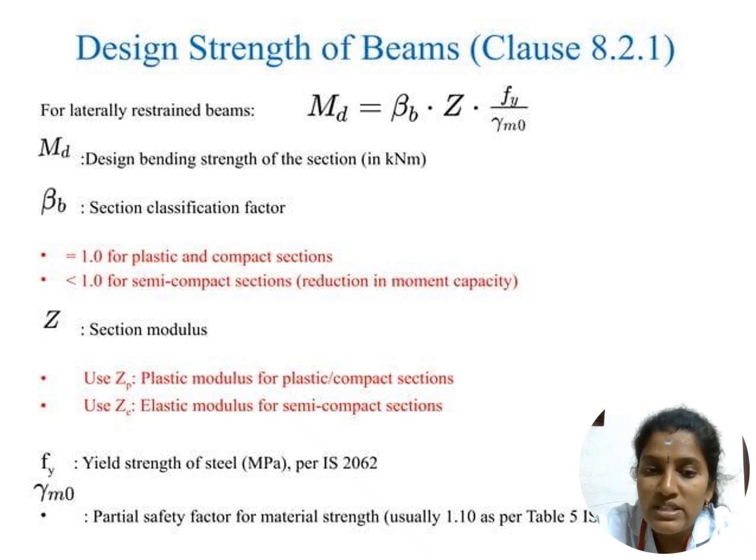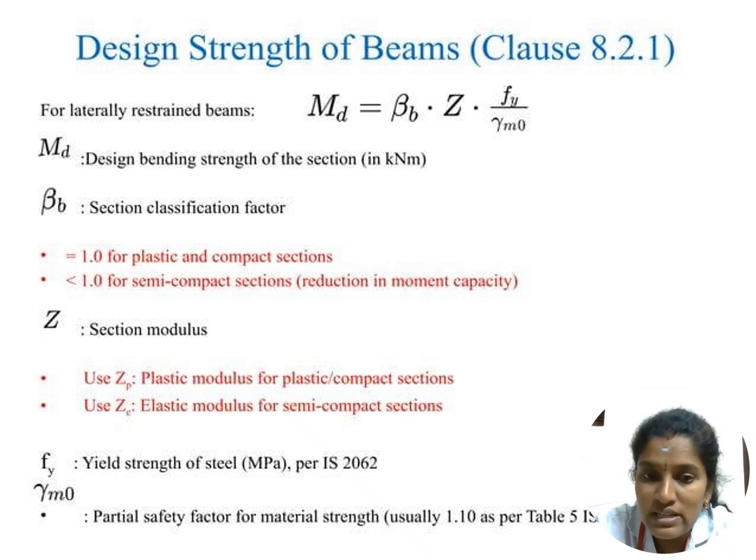What is the design of the bending strength of the section? Here we can calculate by multiplying three values. First one is the section classification factor, next is the section modulus, finally the yield strength of the steel with the partial safety factor. So these are all the criteria here.